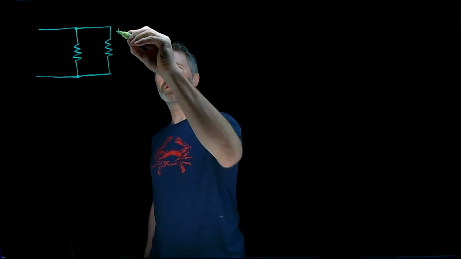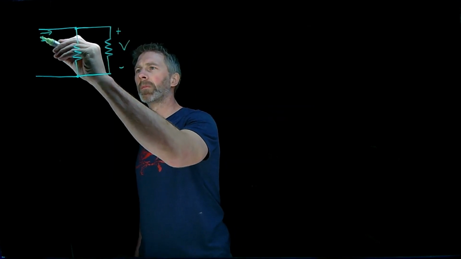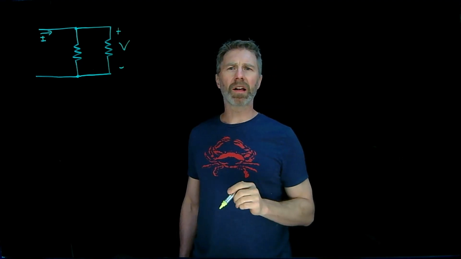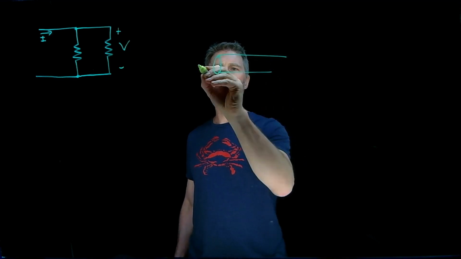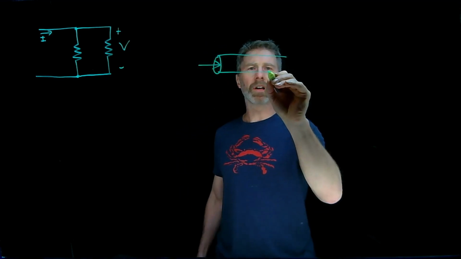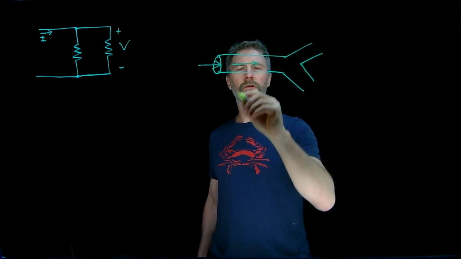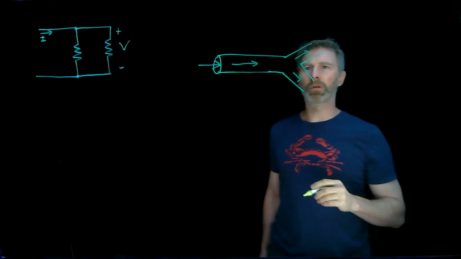Now, the voltage across these devices may be the same, but what about the current? Well, the current through the devices is not necessarily the same. And we can use an analogy to help us think of this. You can imagine we have a pipe with water flowing into it. Now, if this pipe came to a branch, we'll have some amount of water flowing in the pipe here, and then that water gets split amongst those branches.